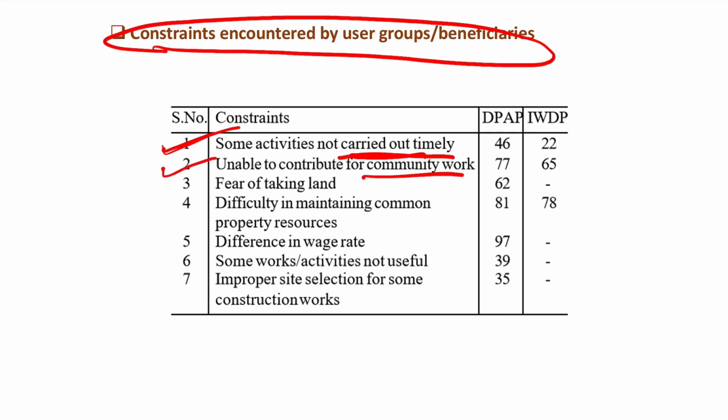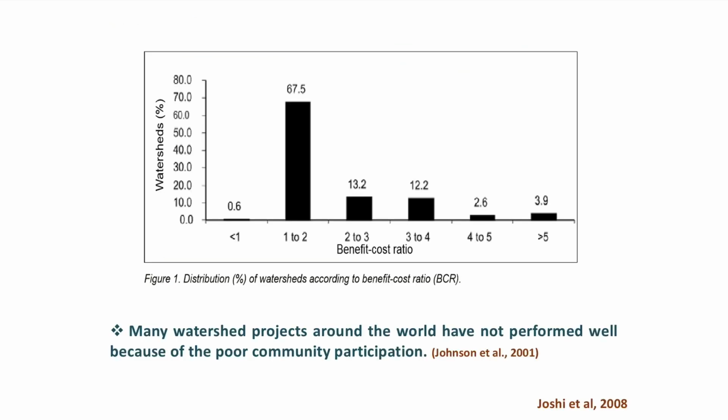work, and fear of taking land is always present there, whether it is the construction of a road, a canal, or a watershed. Other constraints are difficulty in maintaining common property resources, difference in wage rate, some work or activity not being useful, and improper site selection for some construction work. So these are certain constraints encountered by user groups or beneficiaries.